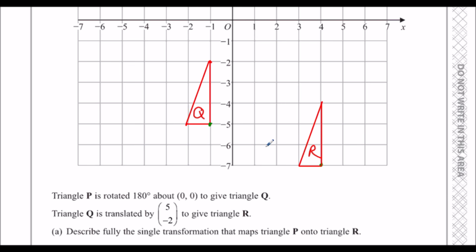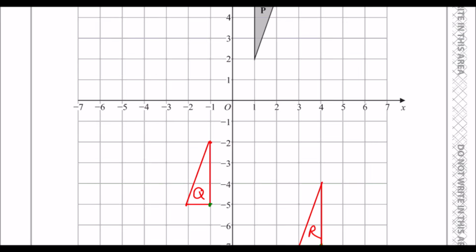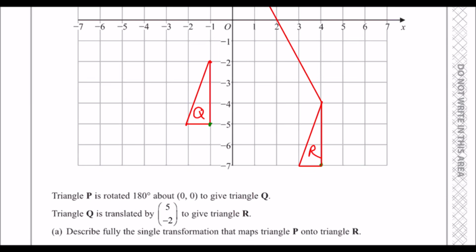Describe fully the single transformation that maps triangle P onto triangle R. So how could I get from P to R? So it's a rotation of 180 degrees. That's how I got the shape. So what's the center? So the center of rotation here, let's join up these points, see where they meet.